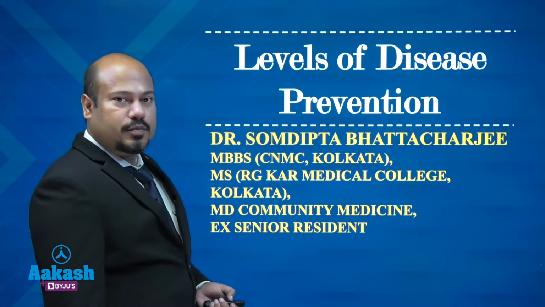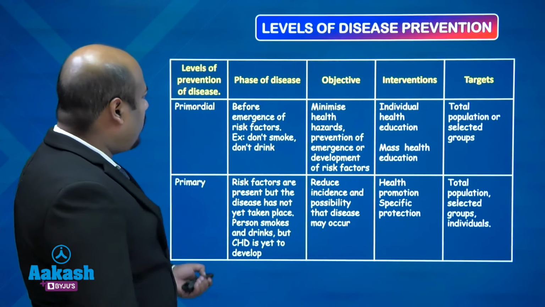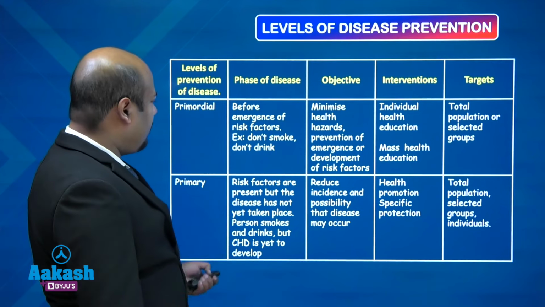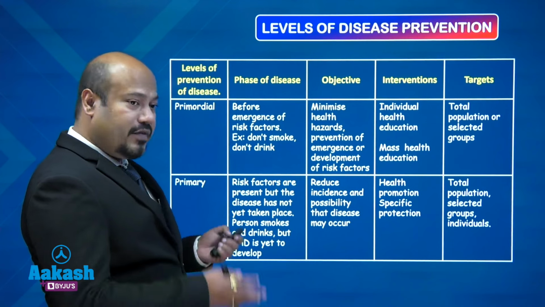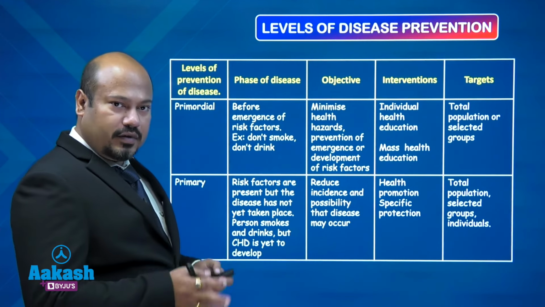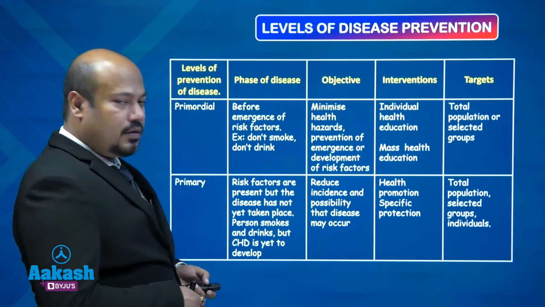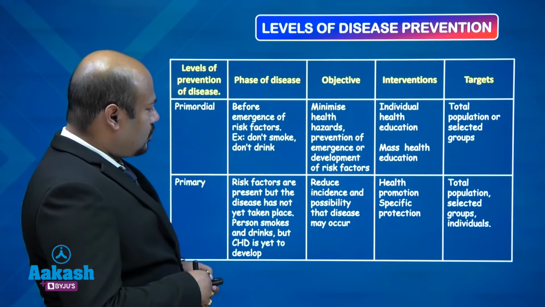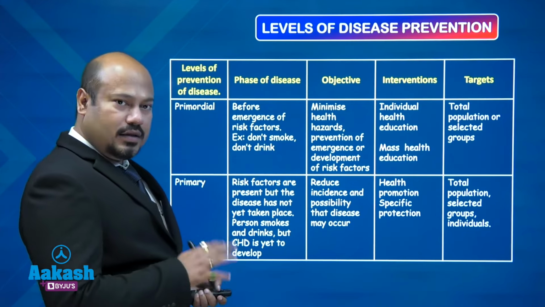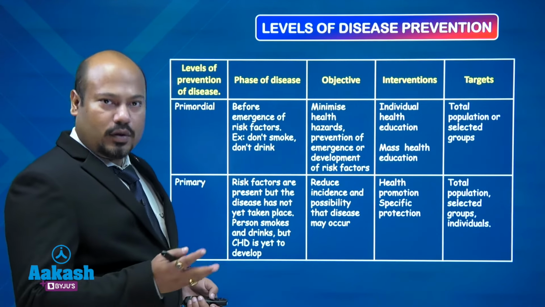So levels of disease prevention. Primordial level of prevention means before the emergence of the risk factors. So what is the objective? The objective is prevention of the emergence or development of the risk factors. Primary level of prevention: risk factors are present, but the disease is yet to develop. So the objective is to reduce the incidence and possibility that the disease may occur.